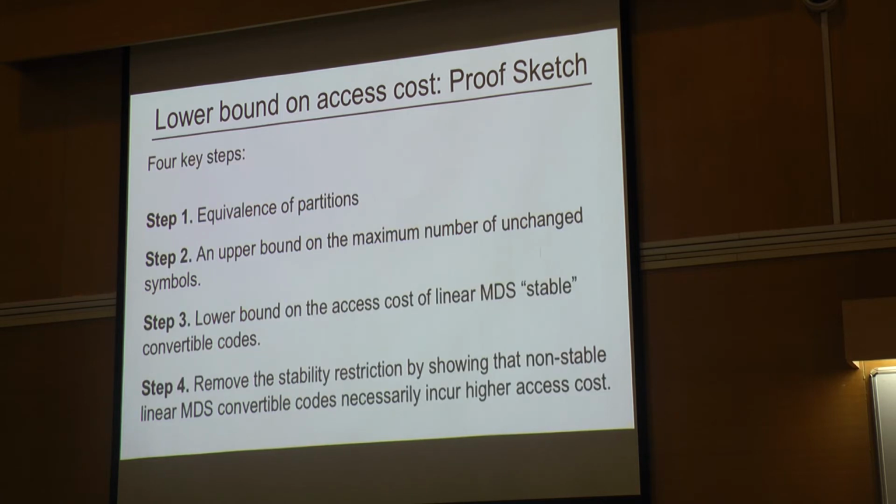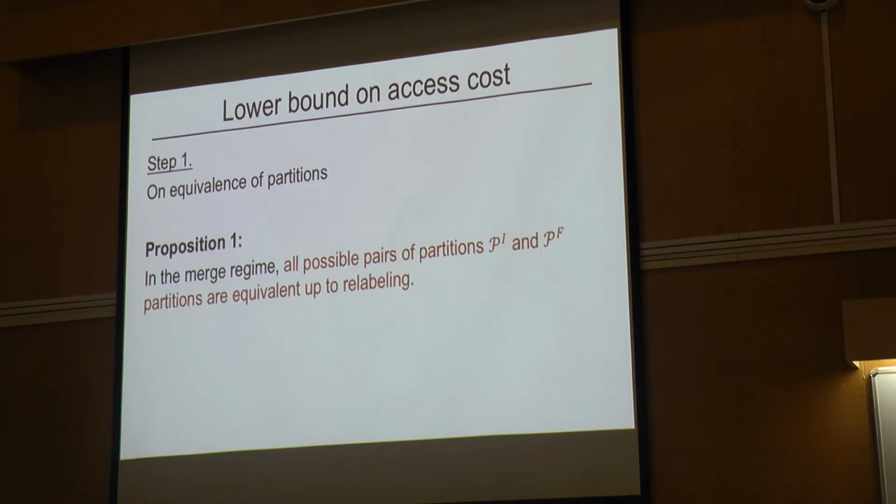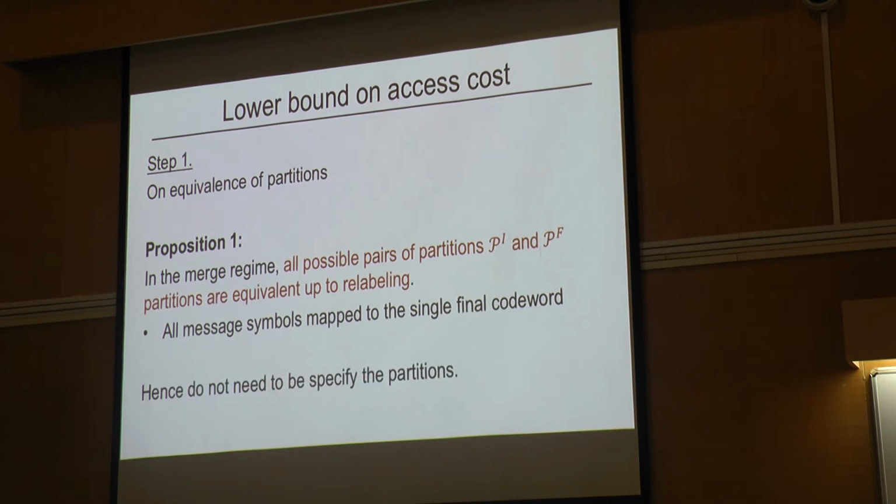Okay, so the proof involves four key steps. I'll go through them very quickly. The first one is on equivalence of partitions. This is one thing to keep in mind, it is only for the merged regime. For the merged regime, it turns out that partition functions don't matter because we are combining all the initial code words into a single final code word, so we don't have to specify it. But it turns out partitions matter when we go into the other regimes, especially in general regimes, where it would be dependent on the partition functions.